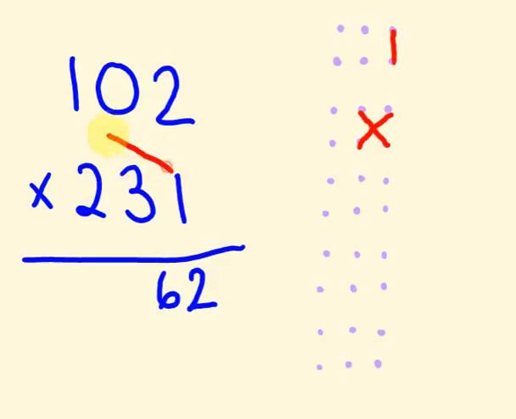I went 1 times 1, 2 times 2, and 3 times nothing. So this one looks like this. 1 times 1 is 1, 2 times 2 is 4, 3 times nothing is nothing. Add all these together, I get the answer of 5. All right, we're halfway through.